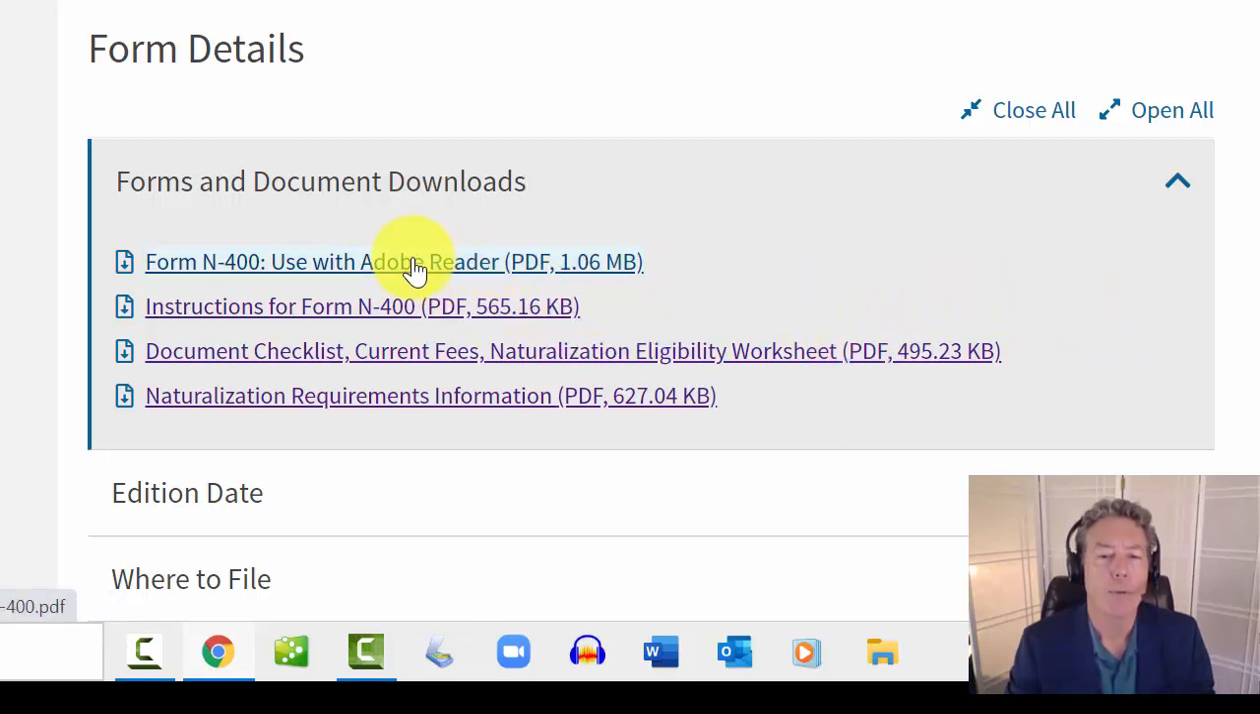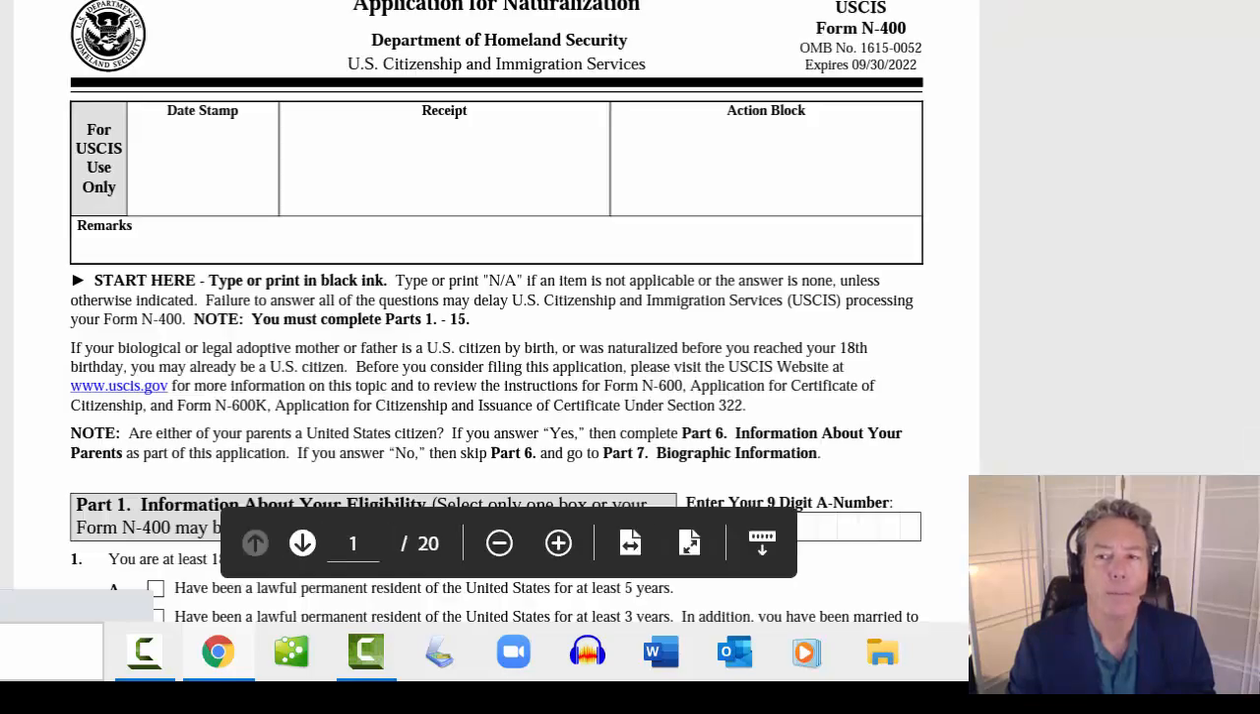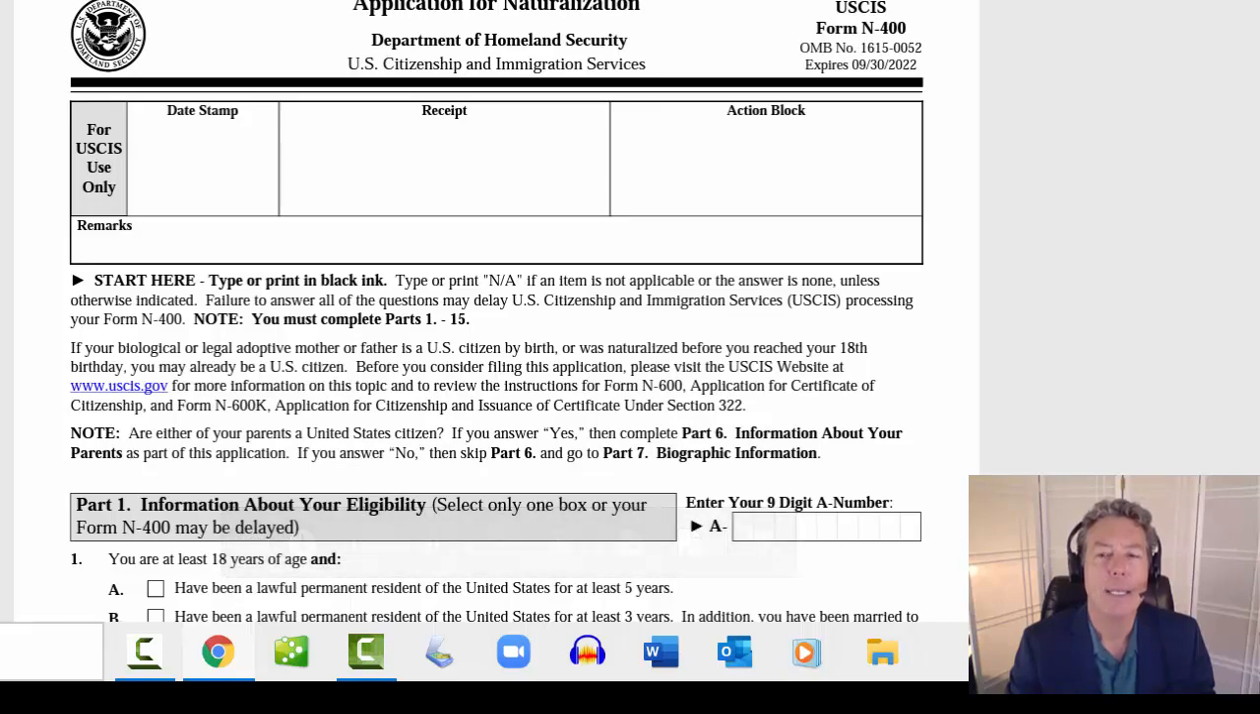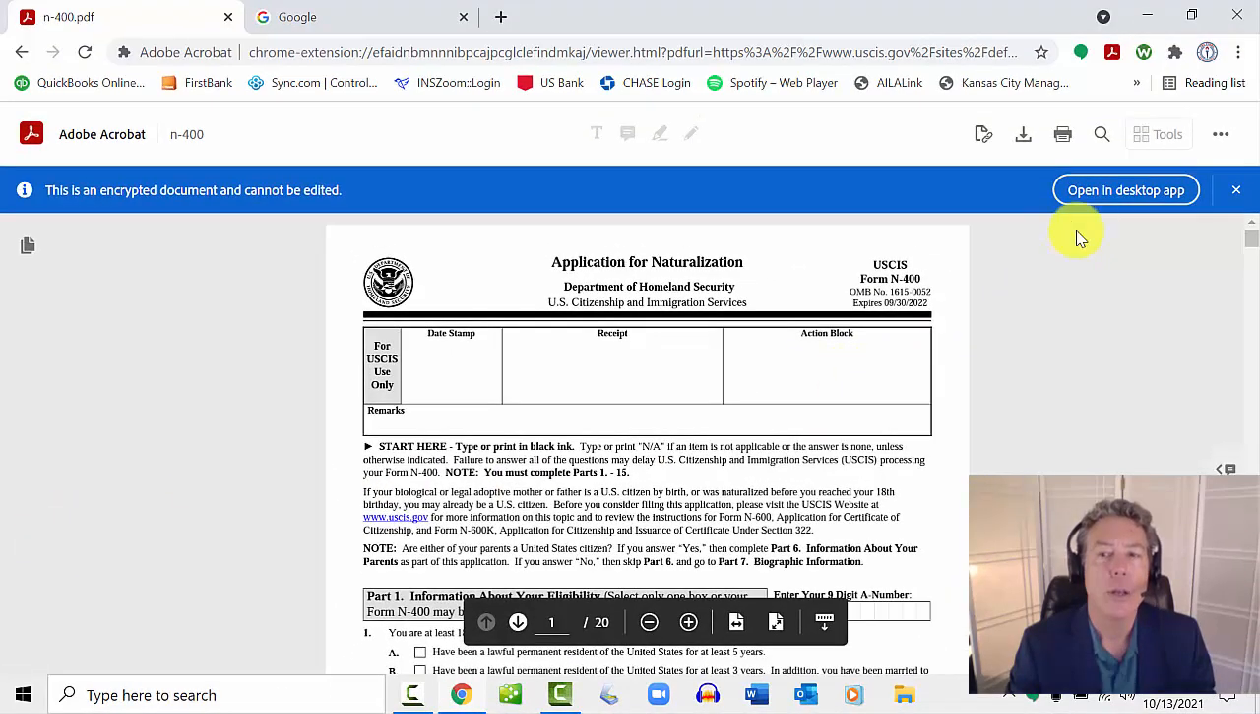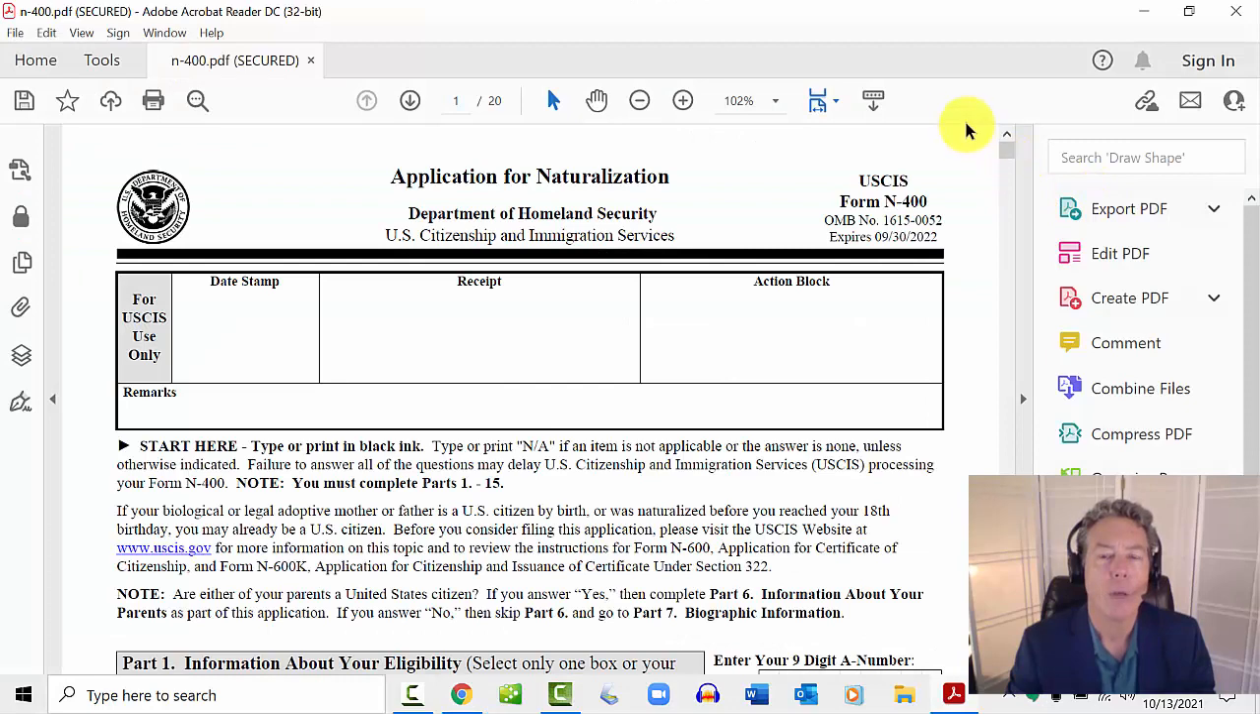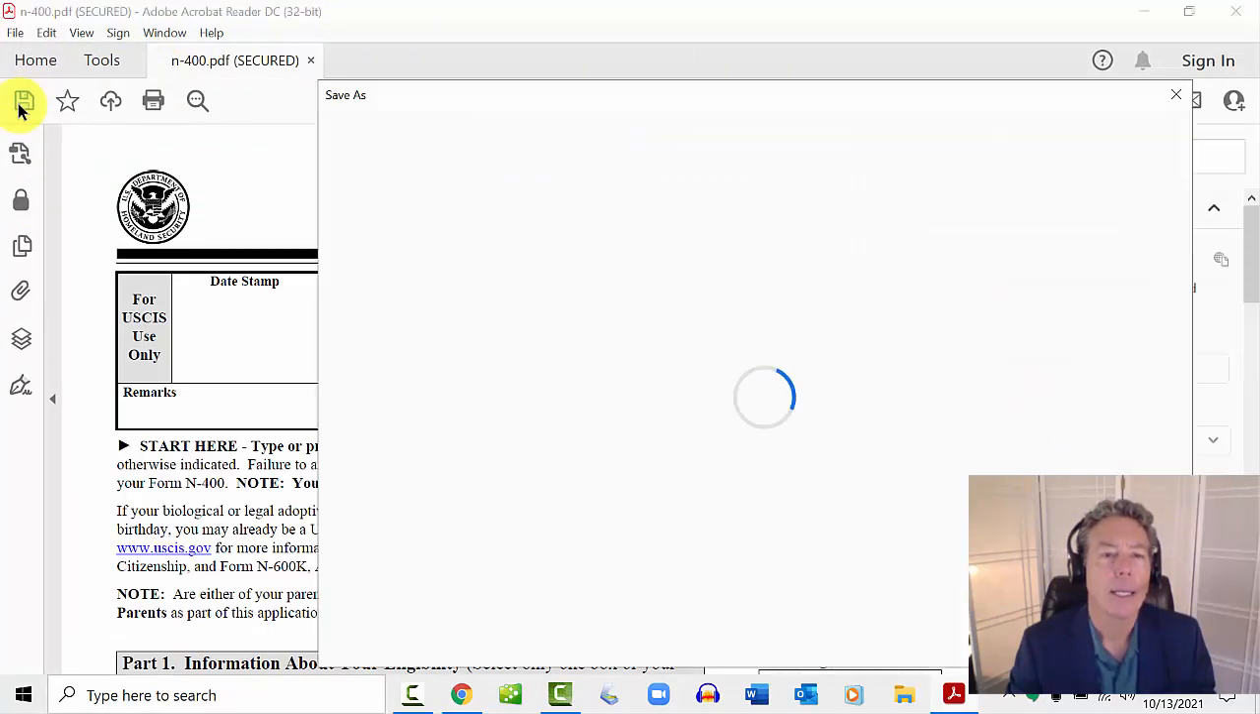Now we go into the N-400 itself, the actual form. You want to open this in the desktop app for sure, and you want to download and save this sucker on your hard drive. So you'll see up here this little guy. Click that.